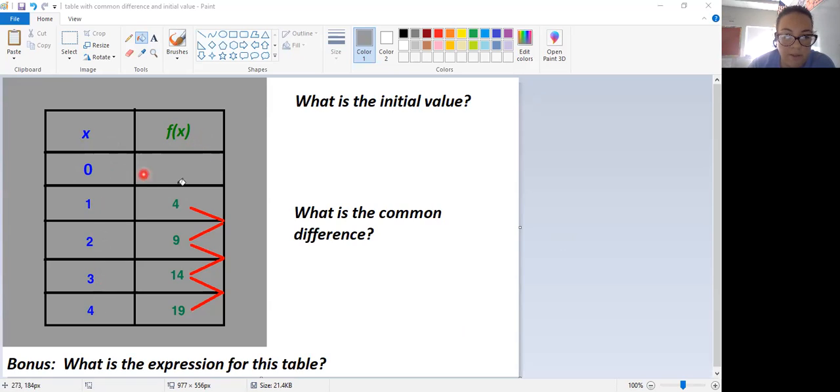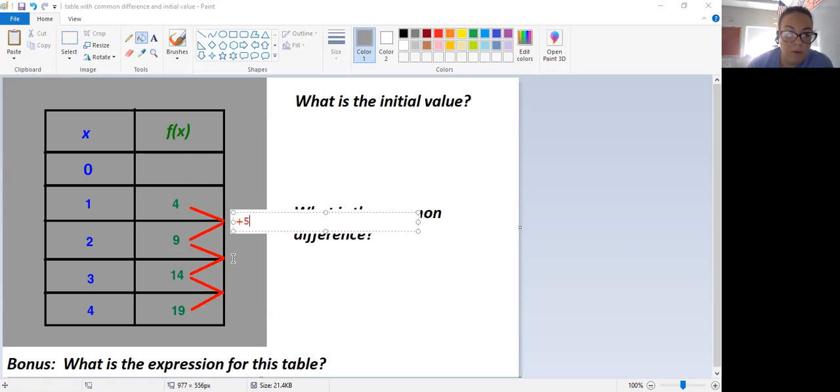When I look at my outputs, I have nothing, 4, 9, 14, 19. First thing I want to do is look for a pattern that I see between 4, 9, 14, and 19. And I want to see what is that changing by, and if it's the same number each time. So when I look at 4 to 9, I know that 4 plus 5 gives me 9. So I can actually fill in here that this is increasing by 5.